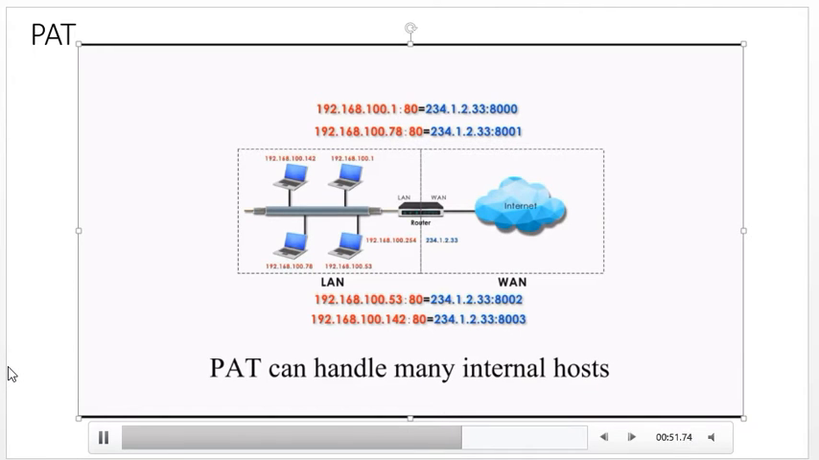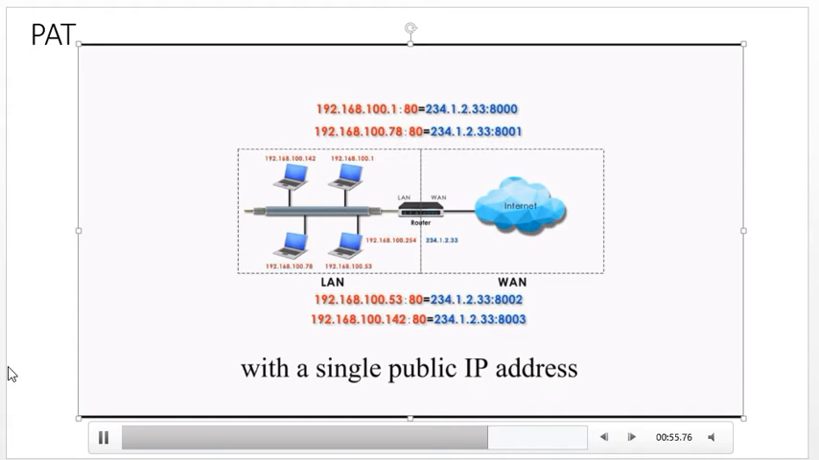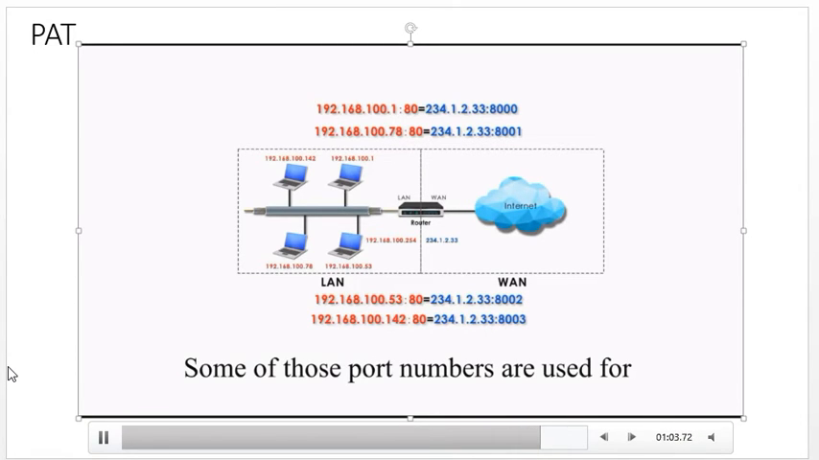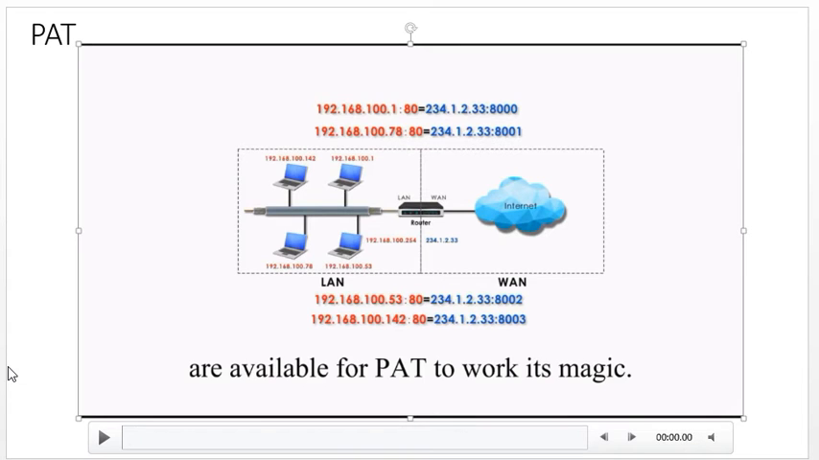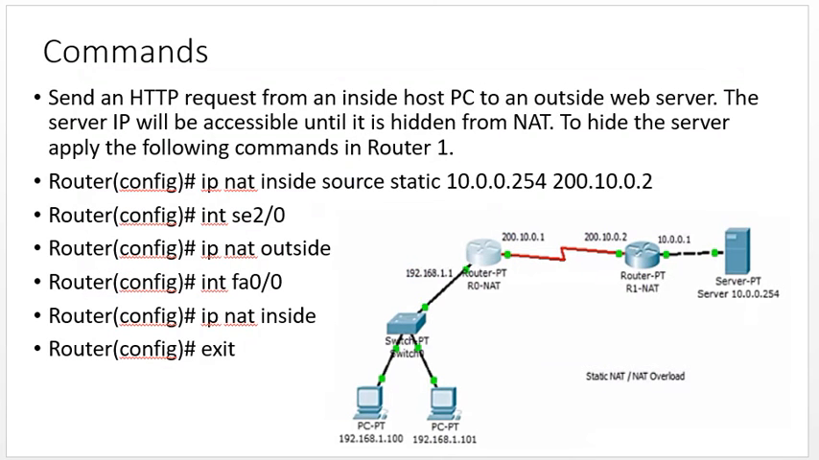Now, the very big benefit of PAT is that it is using just one public IP address, which is a very big plus point. It is using just one public IP address for a set of the entire network, right? The entire network is visible to the internet in the form of just a single public IP address, right? So this is how you will be configuring your set of commands.